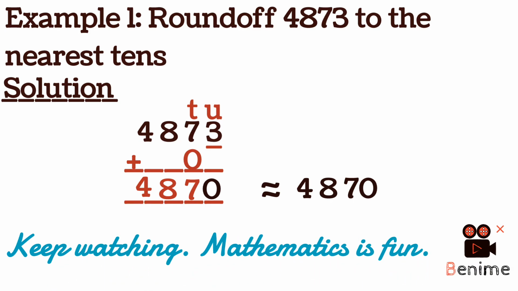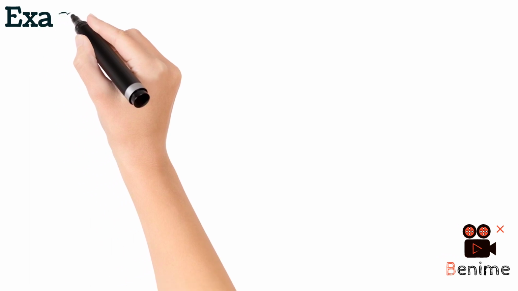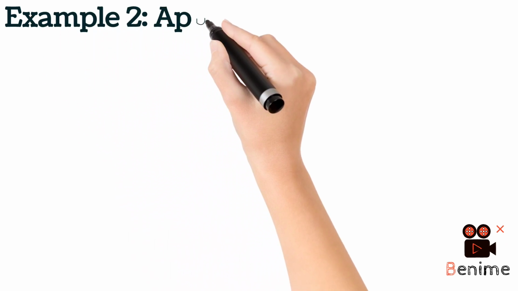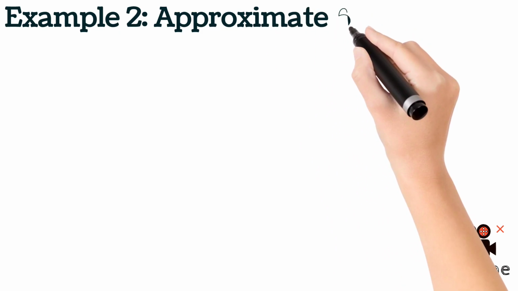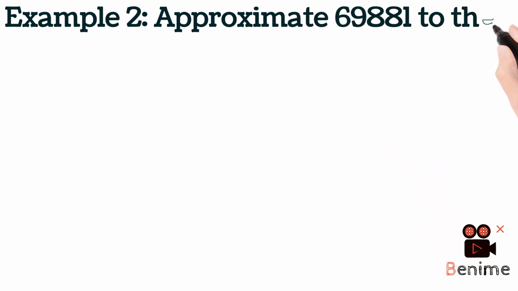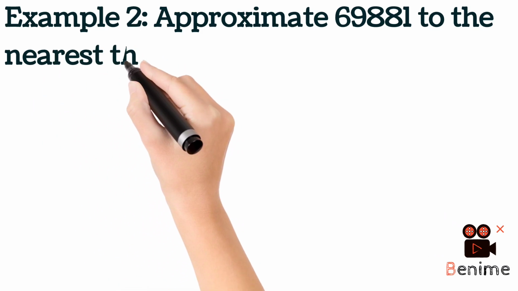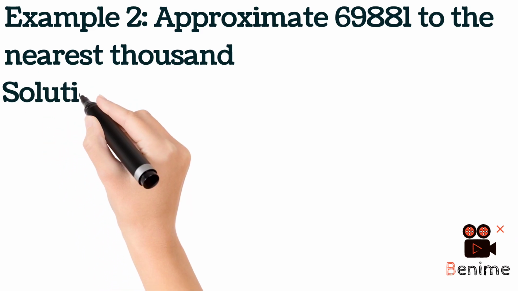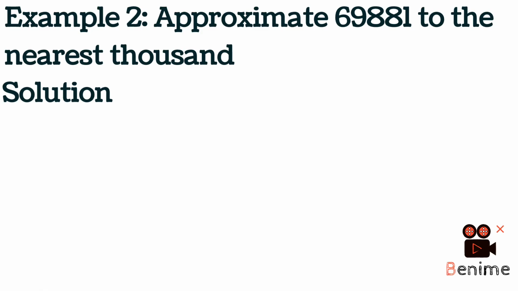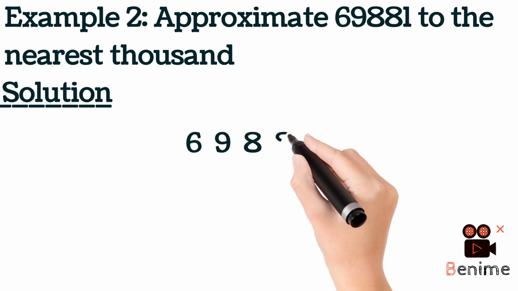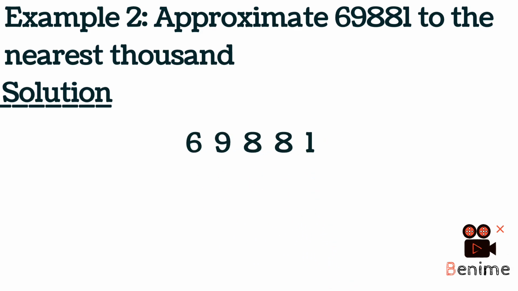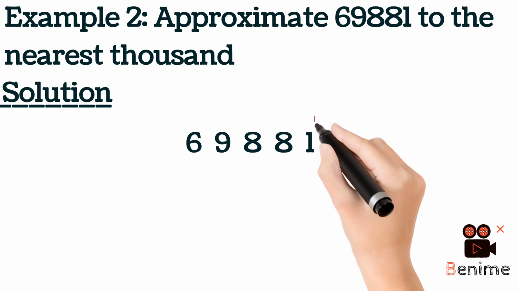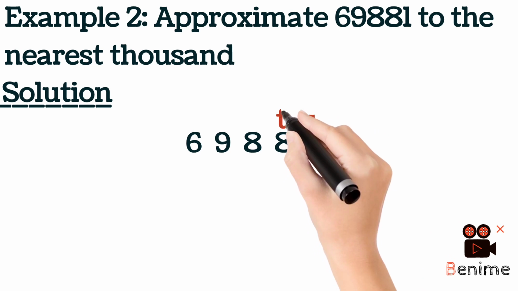Let's go to the next example, which is example 2. We are given approximation, that is, we should approximate 69,881 to the nearest thousand. As usual, I'm going to write my solution. Next, I will start by writing out the numbers given. After that, I'll start with my step, which is the place value. So I'll start with my units, my tens, my hundred, and my thousand. I'm going to stop there.